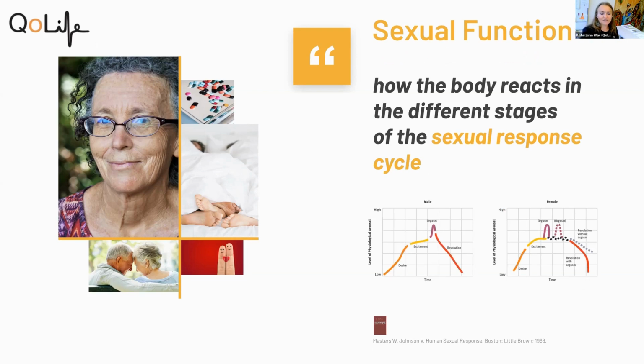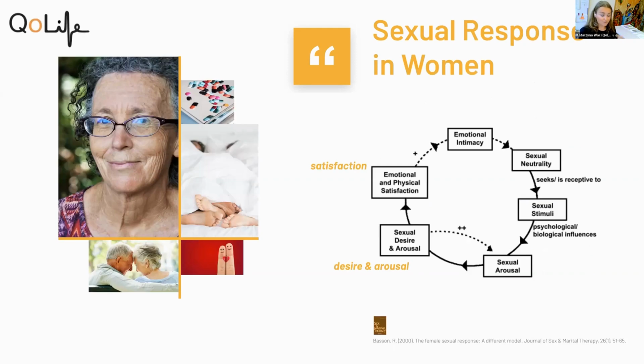Then when you look at other aspects of sexual health, there is sexual function, how the body reacts in different stages of the sexual response cycle. Most likely everybody here has heard of Masters and Johnson's theory: desire, excitement, orgasm, resolution. We do have other theories which came later, and the one I leveraged in my thesis was Basson's circular model of female sexual response, starting with intimacy, sexual stimuli, arousal, desire, and satisfaction.